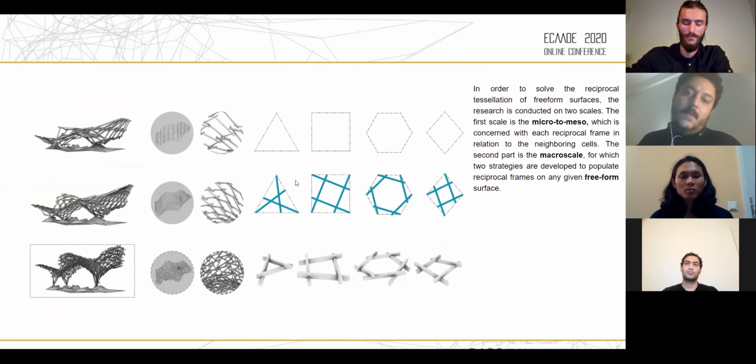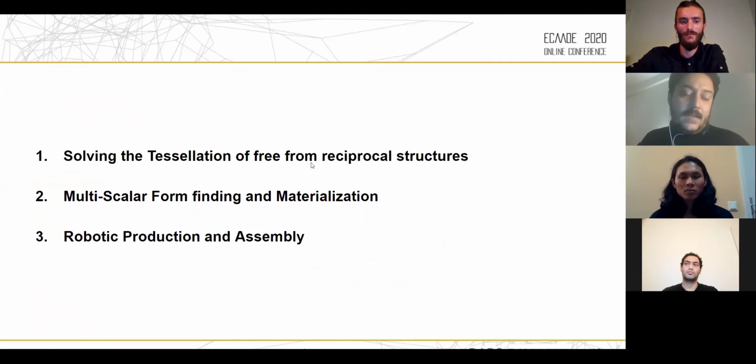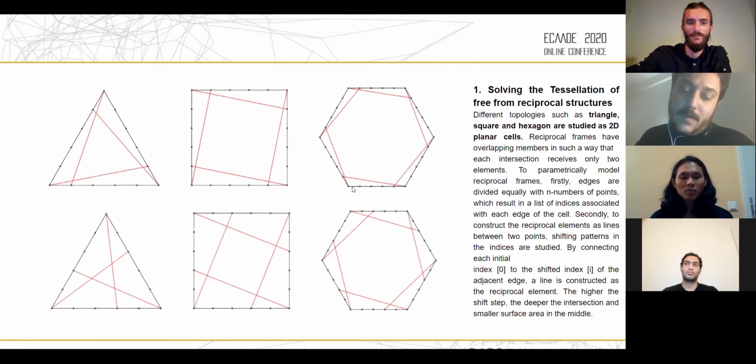Therefore, we developed an integrated computational design to robotic production system where we are considering different scales ranging from micro to meso and macro scale. And that's why the paper is divided into three main subsections. One is solving the tessellation of freeform reciprocal structures. Second is multi-scalar form finding and materialization. And third is robotic production of an assembly. And Valmir will walk us through the first part, which is tessellation.